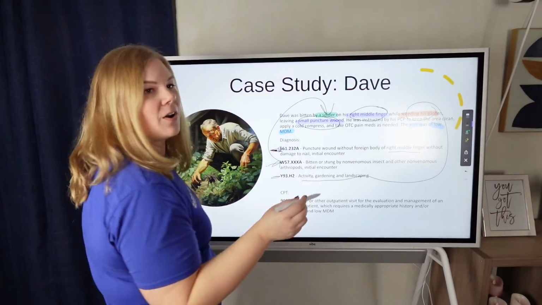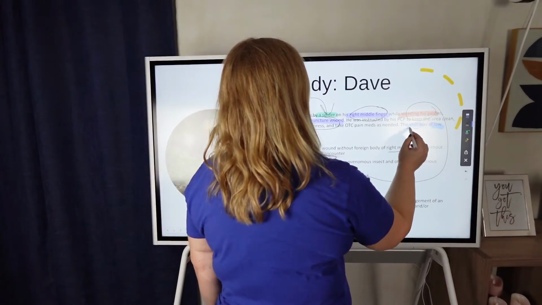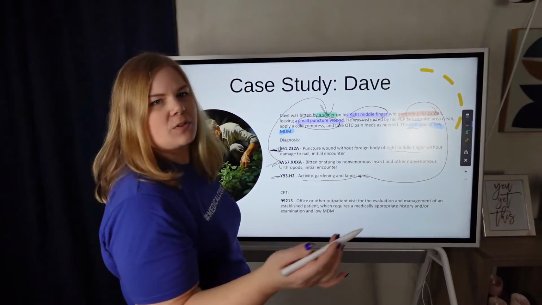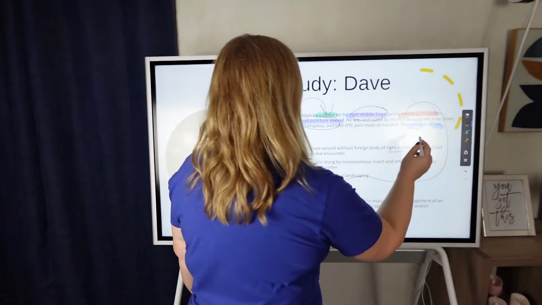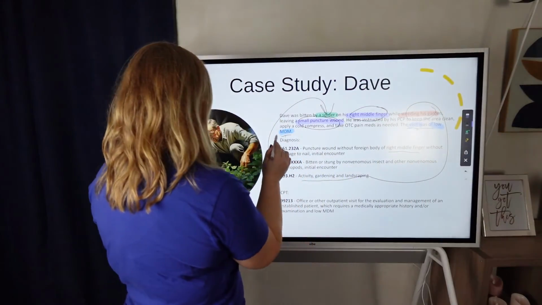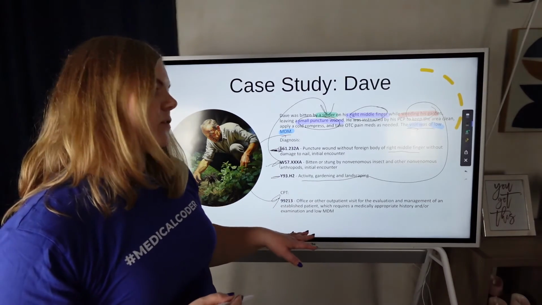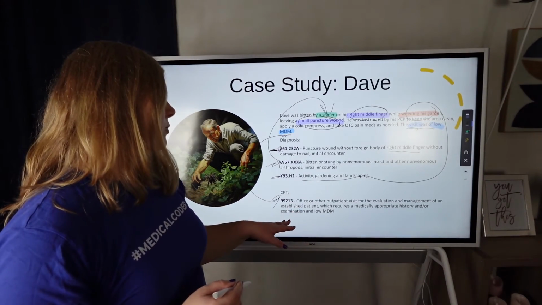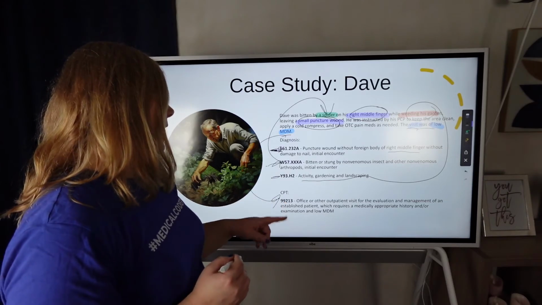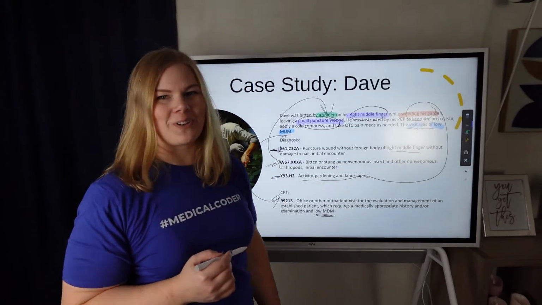And then we have our CPT code, the visit, so the office visit. And we're going to assume that since it was its PCP, it was an established patient visit. Visit was of low medical decision making, which makes it a CPT code 99213. Office or other outpatient visit for the evaluation and management of an established patient which requires a medically appropriate history and/or examination with low medical decision making.